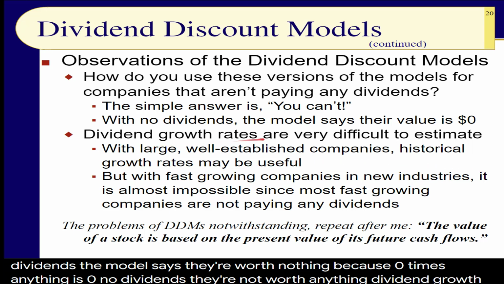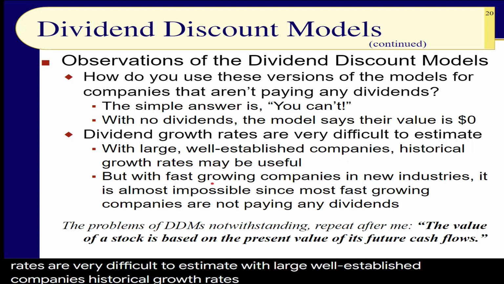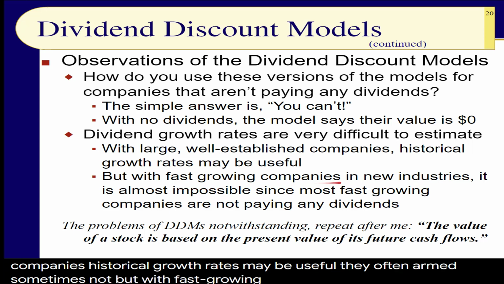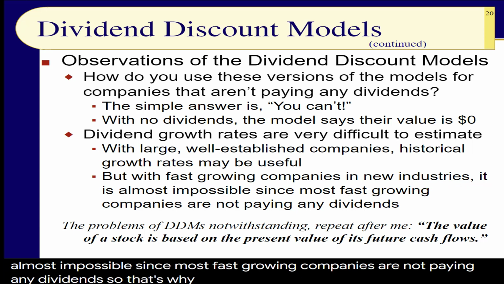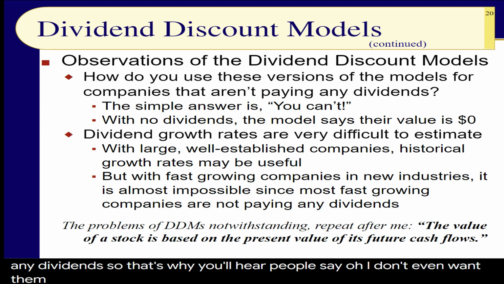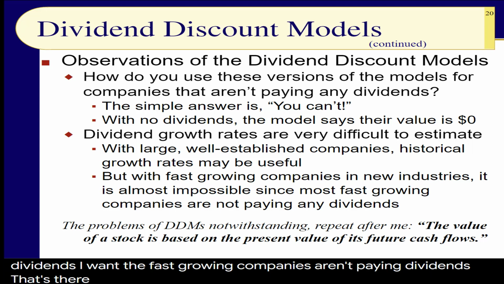Dividend growth rates are very difficult to estimate with large, well-established companies. Historical growth rates may be useful. They often are, sometimes not. But with fast-growing companies in new industries, it is almost impossible since most fast-growing companies are not paying any dividends. So that's why you'll hear people say, oh, I don't even want dividends. I want the fast-growing companies that aren't paying dividends. Fine. That's their decision, and they want 15% or more return.